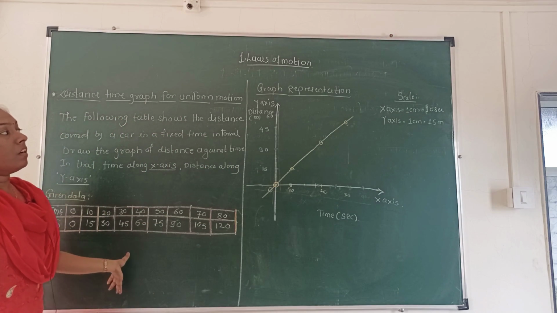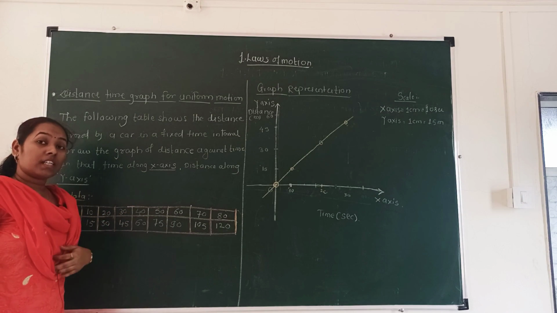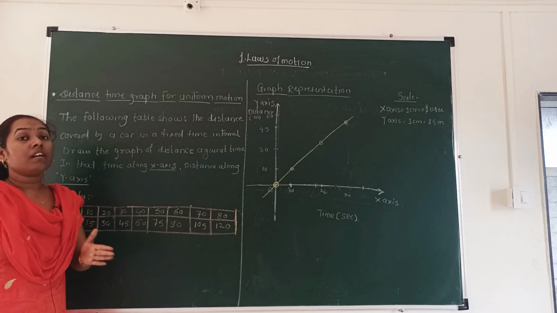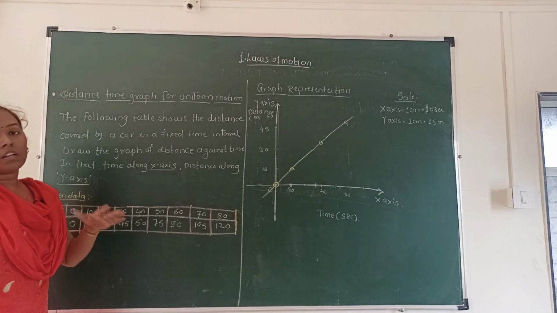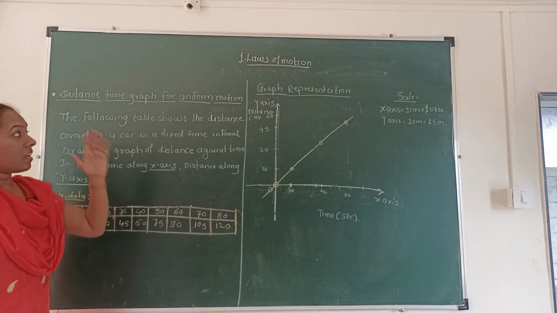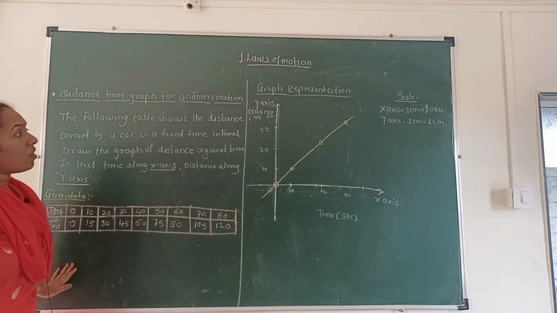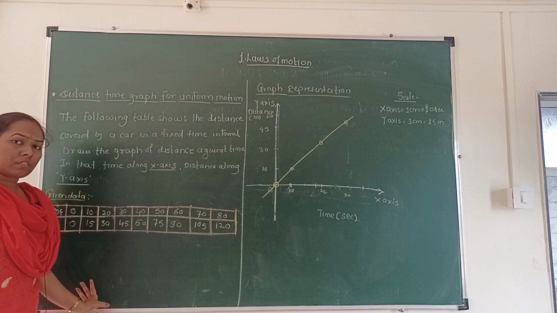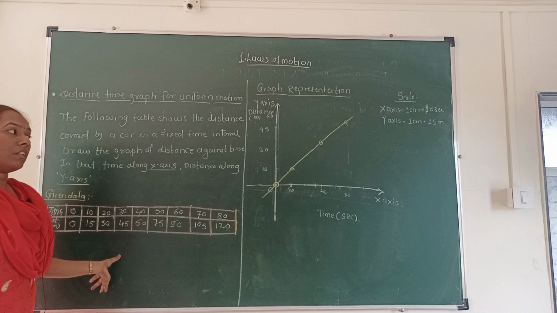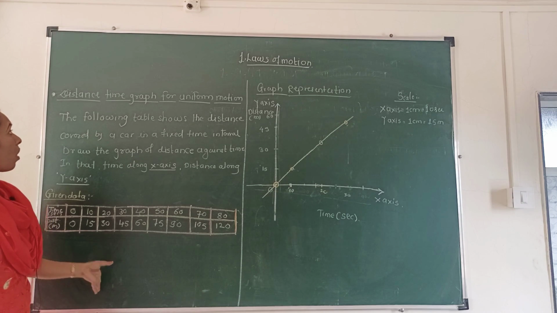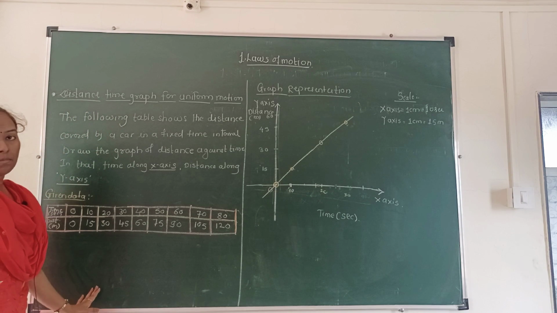See, the opposite case occurs in the case of non-uniform motion. The line that occurs is not a straight line. In uniform motion, the line is always a straight line. See, so in this video we learned how to draw a graph for distance and time. Thank you.